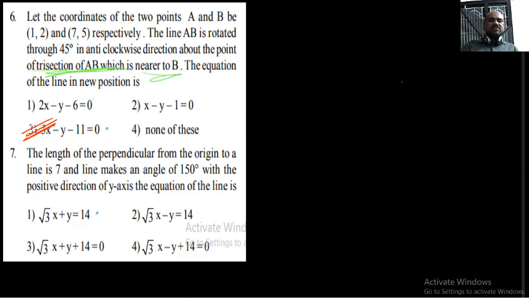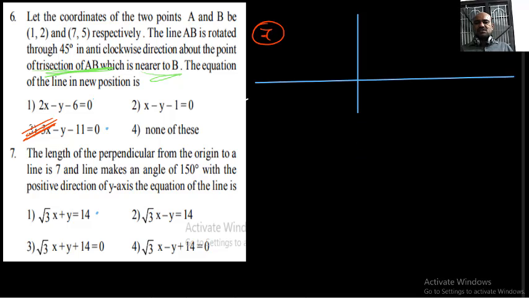Next problem, the 7th problem. The length of the perpendicular from the origin to the line is 7, and the line makes an angle of 150 degrees with the positive direction of the y-axis. Then find the equation of the line. Interesting problem, students. I want to draw the diagram first of all. Say this is the y-axis, and this is the x-axis.